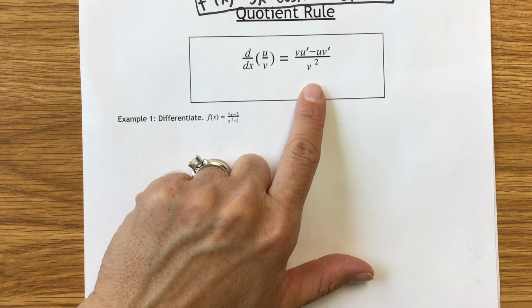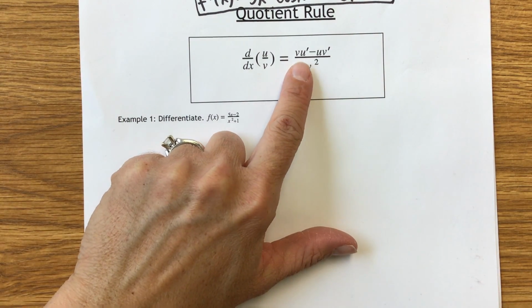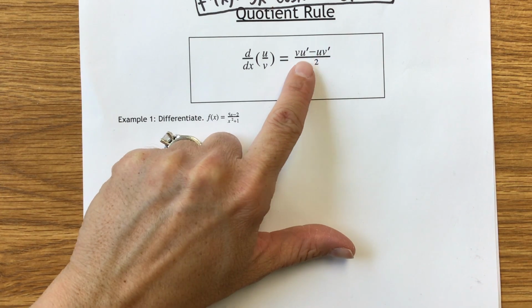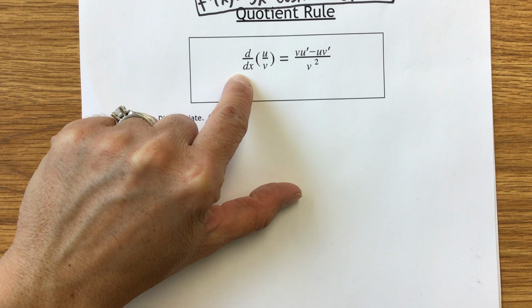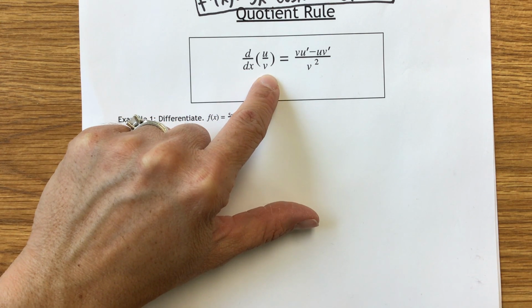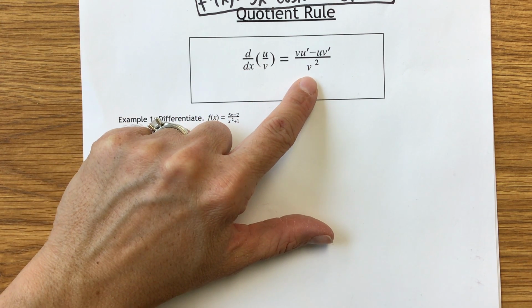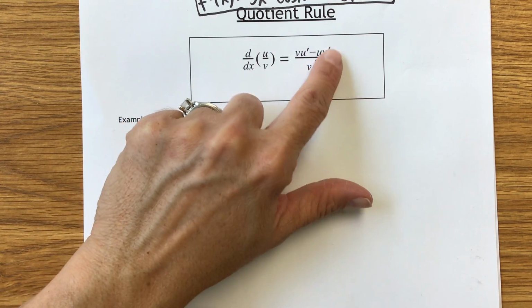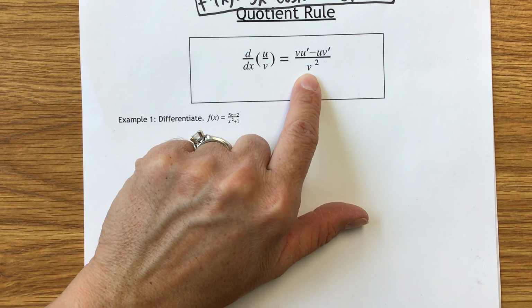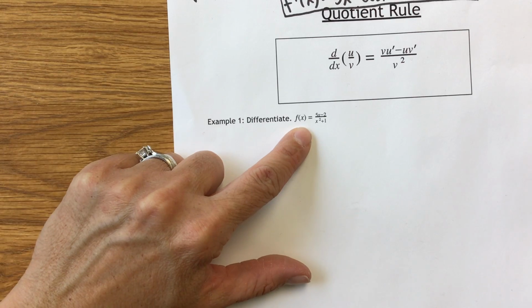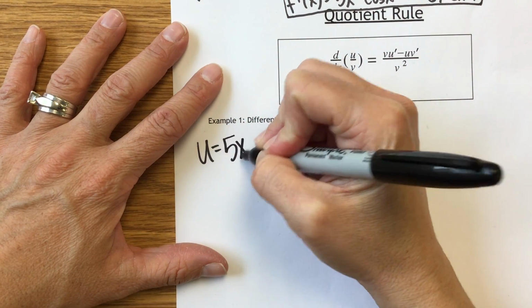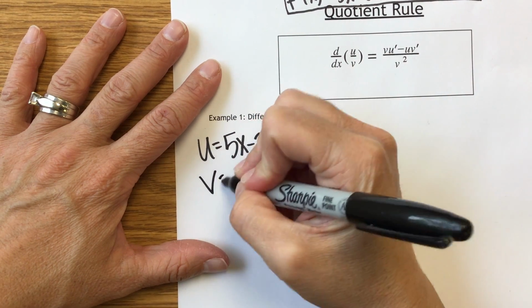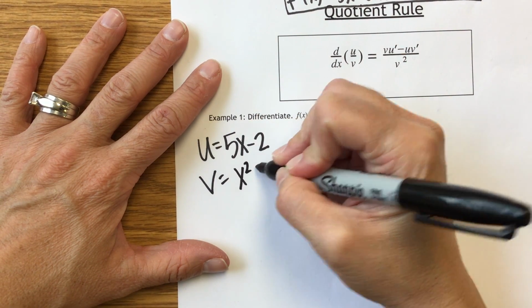The quotient rule is here, and it is v u prime minus u v prime all over v squared. So in order to do the derivative of any quotient, you would need to apply the quotient rule, and this would be the answer to the derivative. So again, you want to make sure that you define your u. Here your u is 5x minus 2, and define your v. Your v is x squared plus 1.